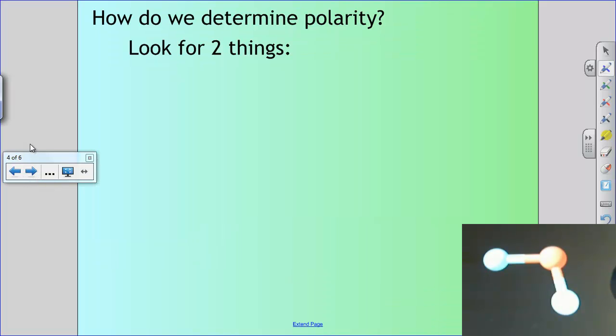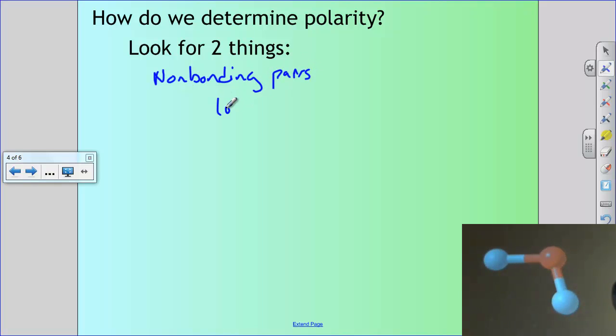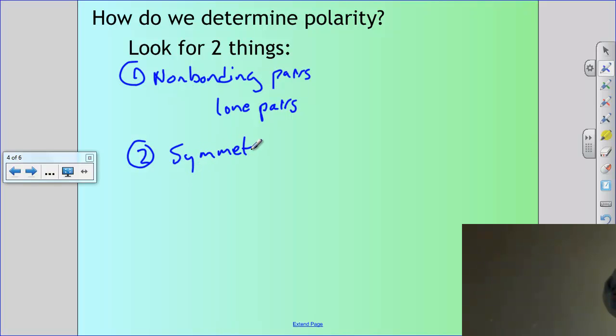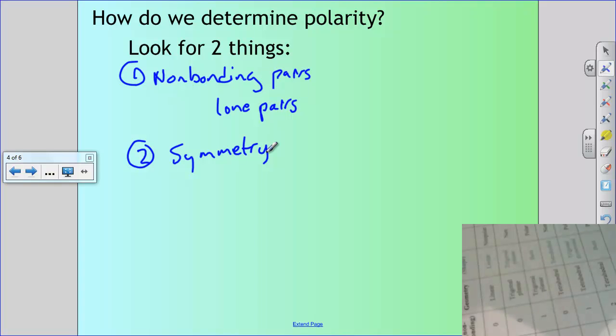But really, there are 2 things to look for when you're trying to determine polarity. The 2 things are, we're looking for non-bonding pairs, or remember that we've called those lone pairs. That's the first thing that we're looking for. The second thing that we want to look for is something called symmetry. Now, you've probably heard the term symmetry before. I seriously doubt that that is anything terribly new.